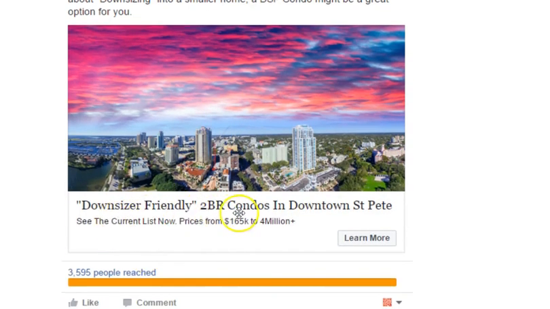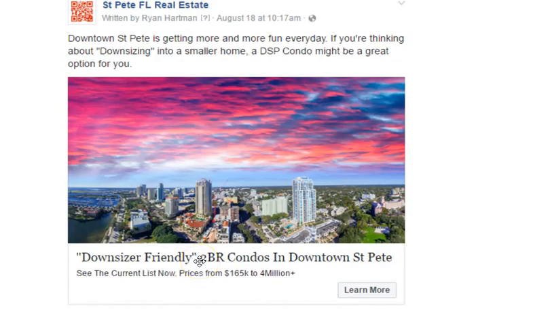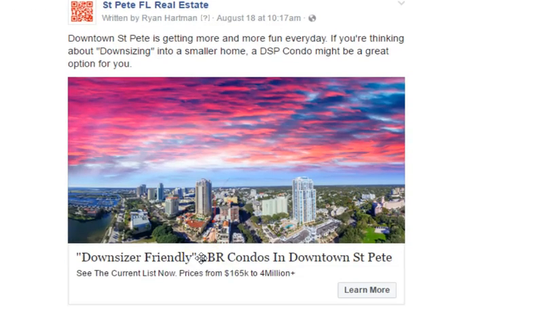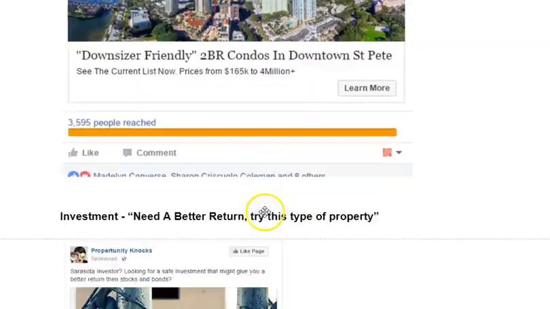And then the headline, downsizer friendly, 2-bedroom condos. This is a formula I like to use in a lot of Facebook ads. See the current list now, and then give a price range somewhere in the ad. It seems to get a high click-through rate right there. So who is opting into this? If somebody clicks this and they're responding to this, there's a very good chance they own a house, and you might be able to double-side it where you help them find that condo downtown, and then when they need to sell the big house that's now an empty nest, you get the listing.